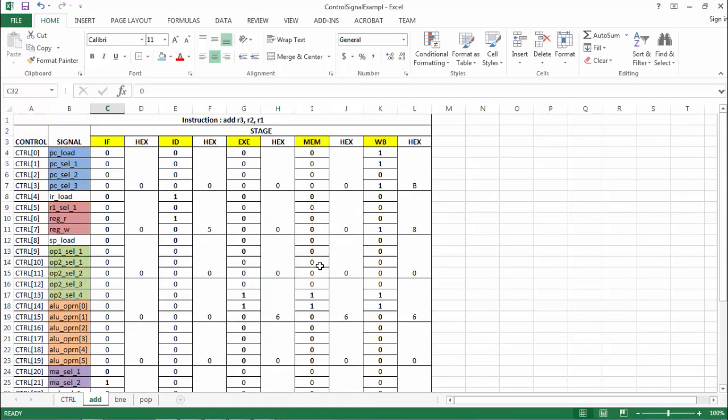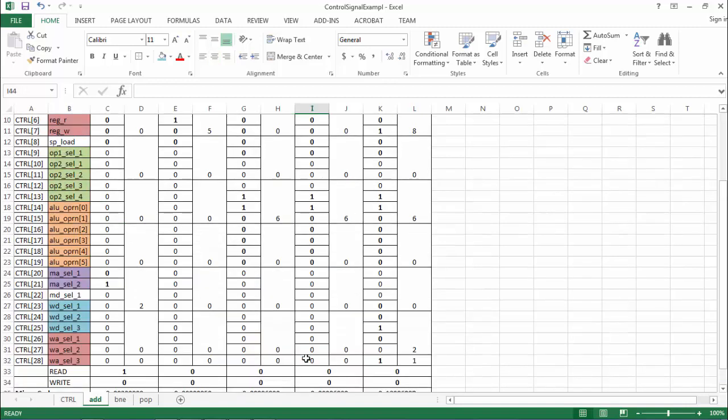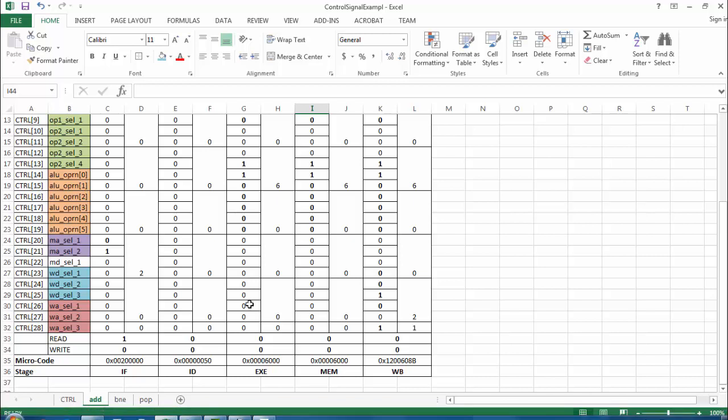Okay, we'll go through two more examples, BNE and POP, really quick, just to make sure that we understand the differences between these two different styles of instructions. Maybe you want to do store word, load word, to make sure your memory phase has something to do with the memory read and write as well, right? So we'll review BNE and POP. Okay, so let's save this.